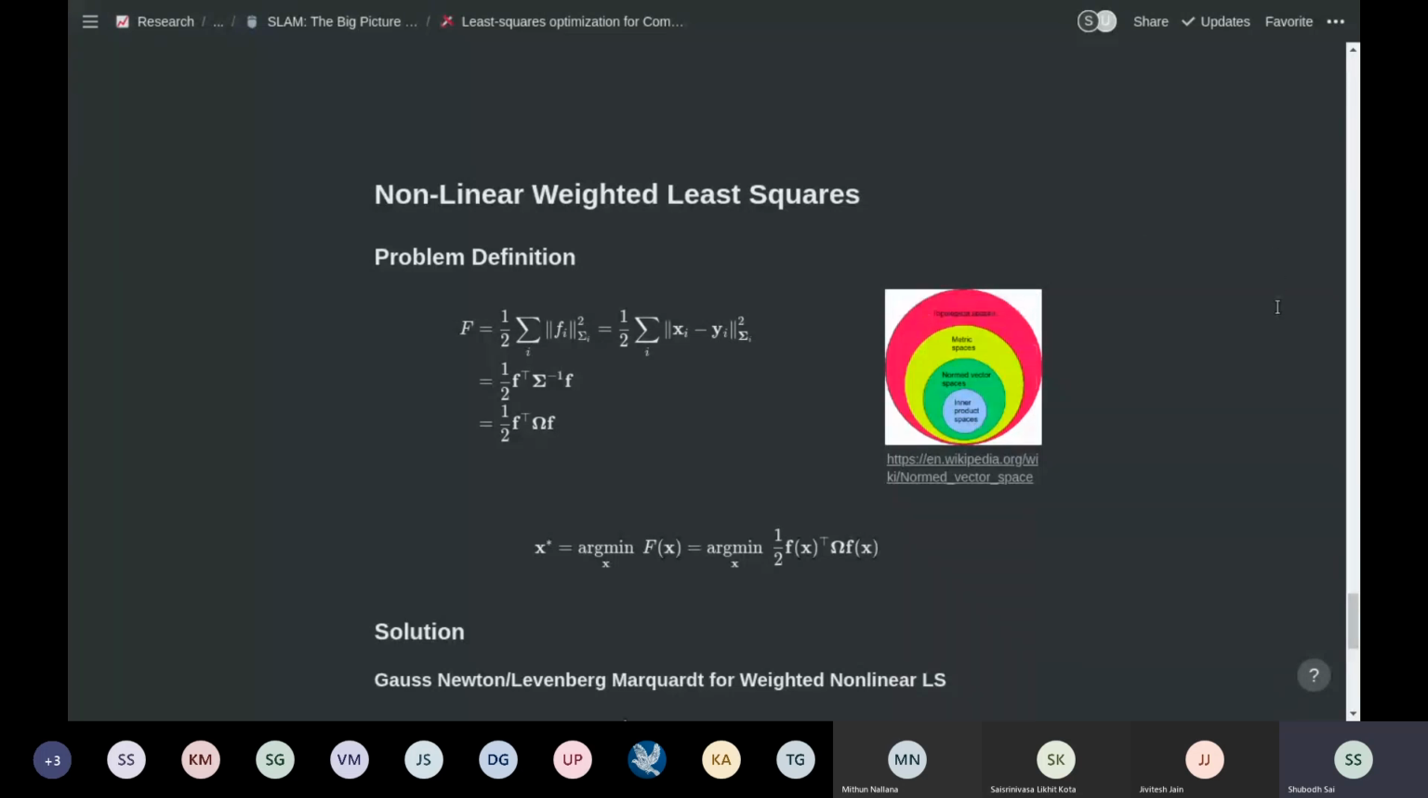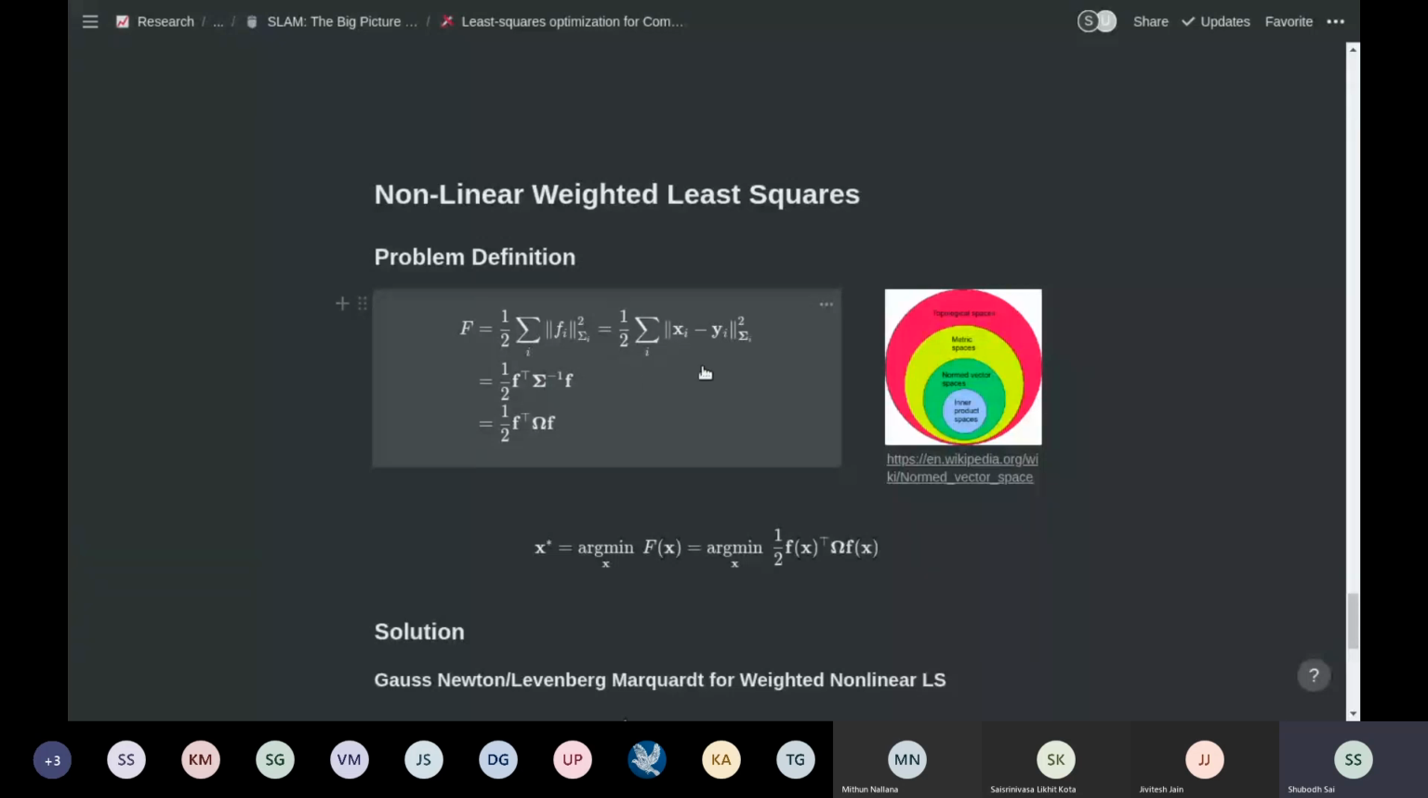There, if you go more abstract into the math, linear algebra, there are things like metric spaces, topological spaces, and whatnot. For the sake of our SLAM formulation, all you need to understand is, when I write a norm on a vector space or on a matrix sigma here, it's nothing but this: the norm on this matrix sigma is equal to F transpose sigma inverse F.